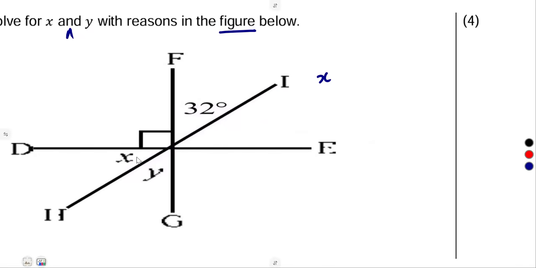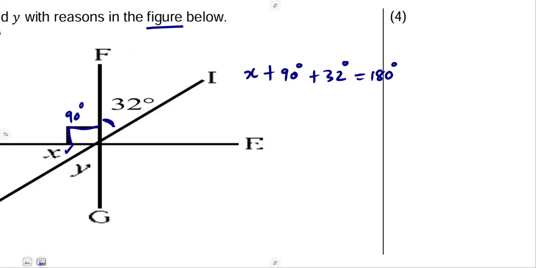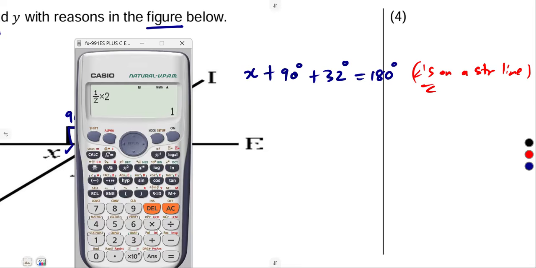That's x here plus the right angle, which is 90 degrees, plus this 32 degrees. We must obtain 180 degrees. What are we referring to? Angles on a straight line. As we had this one before, that is how we can simply work out these typical questions. Or you could have started by finding y, another way. No problem.